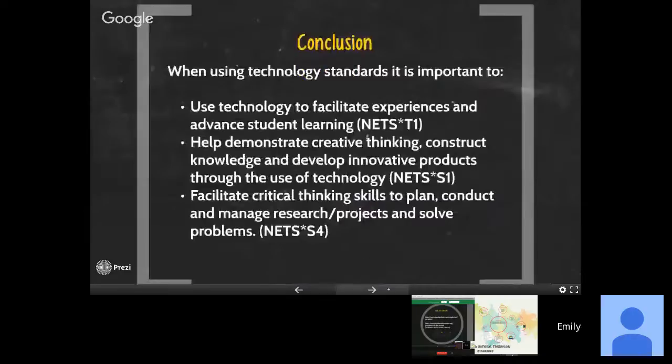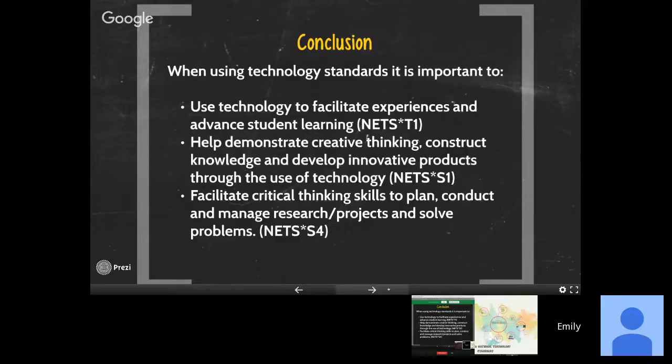In conclusion, when using technology standards, it's important to use technology to facilitate experiences and advance student learning. In other words, how can we help to further the knowledge of our students? It should also help demonstrate creative thinking, construct the students' knowledge, and develop innovative projects through the use of technology. How can we make the students more creative? What can we do to enhance their knowledge?